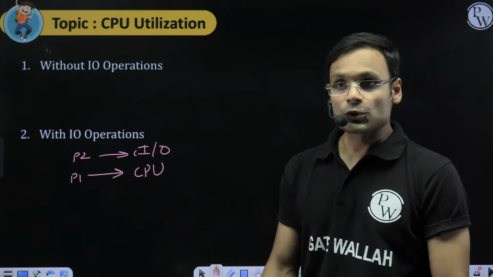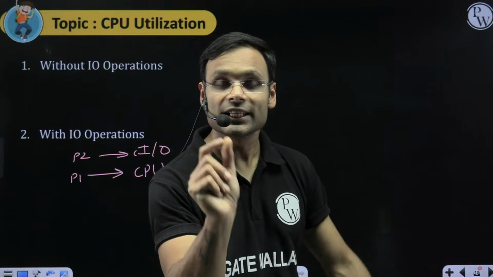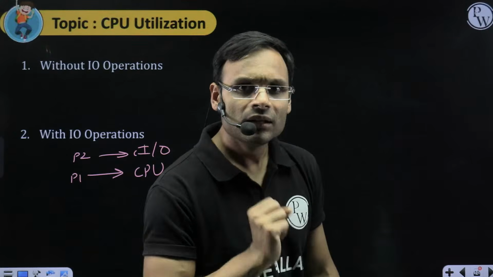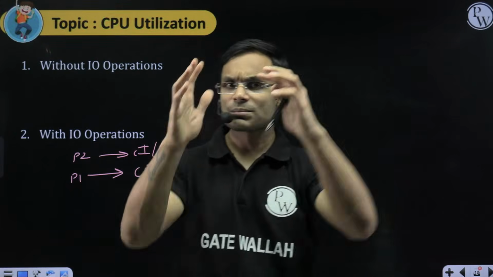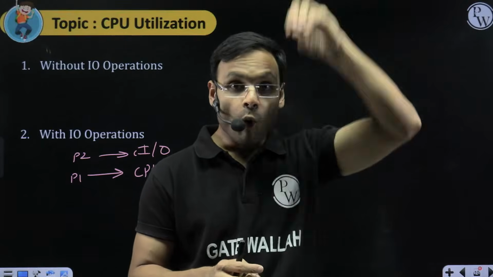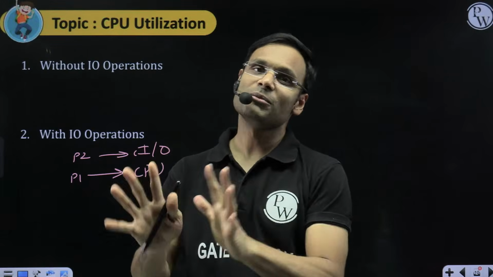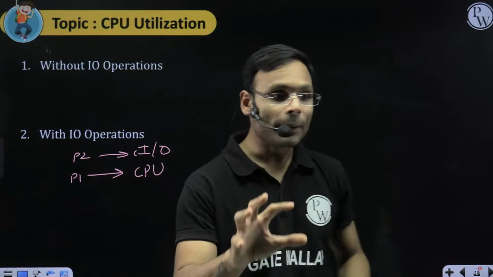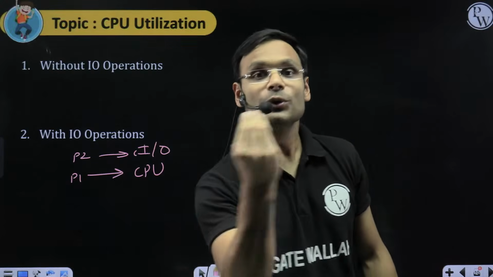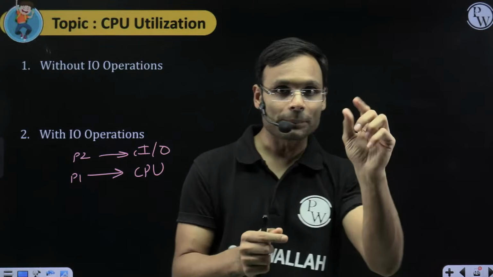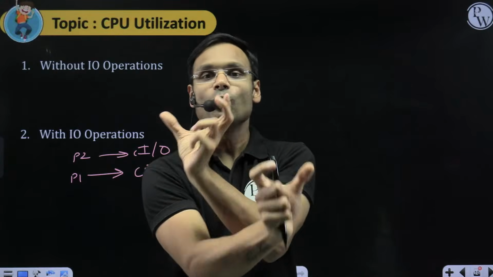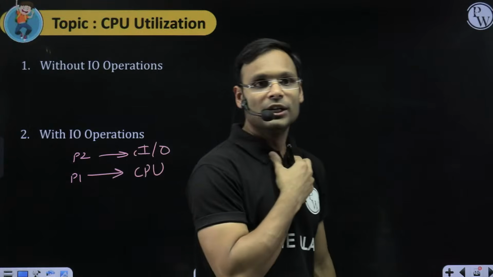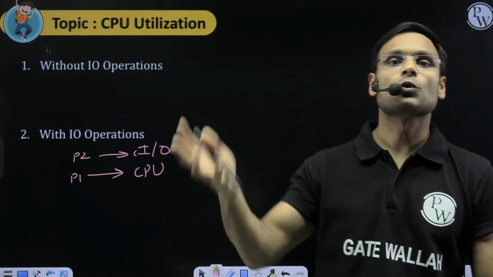So what is the chance? What is the percentage of the time when both processes will go for IO? Why, sir, why are you calculating this? Just because when both processes go for IO, then my CPU will be free. So to calculate the CPU utilization, I'll have to subtract from 100% the percentage of time both processes together will go for IO, which is nothing but 5 square.